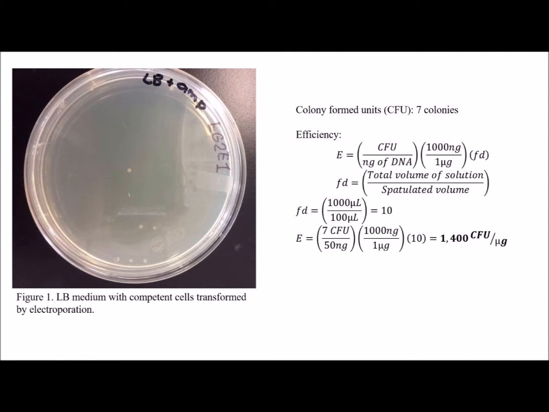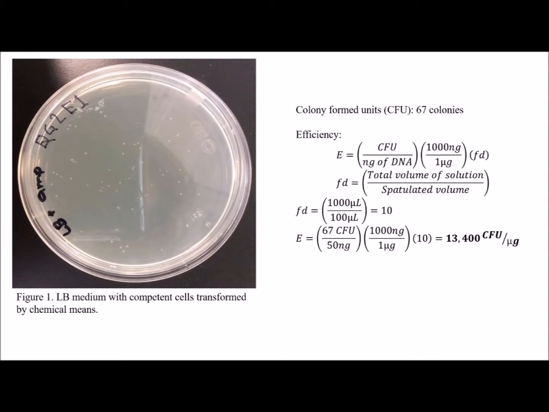For the electroporation method, we obtained a total of 7 colony-forming units, where 50 nanograms of DNA were used. We spatulated 100 microliters out of a solution of 1 milliliter. Making a calculation of the efficiency of this reaction with this data, we obtained 1,400 colony-forming units per microgram.